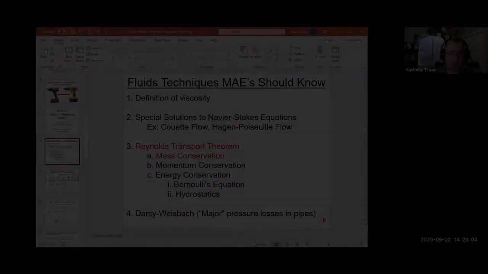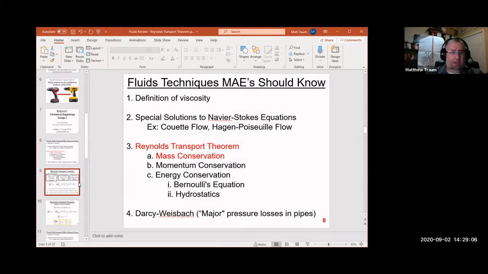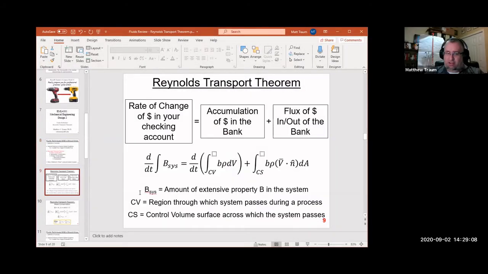So let's move into Reynolds transport. Here's the kind of theoretical expression that is Reynolds transport theorem. And I should mention here, this Reynolds is the same as the Reynolds number Reynolds. So Osborne Reynolds, that's who this equation is named after. This is not the Reynolds number, however.